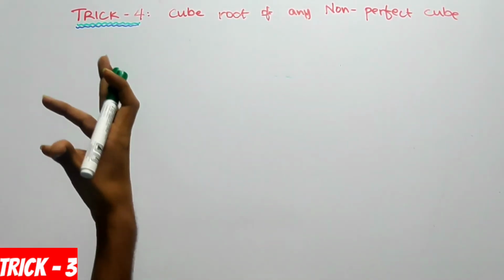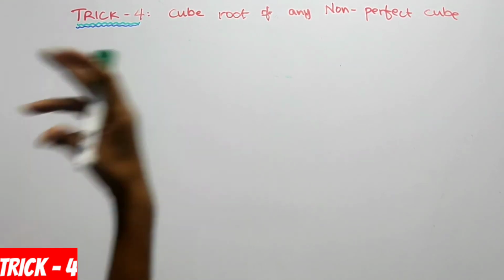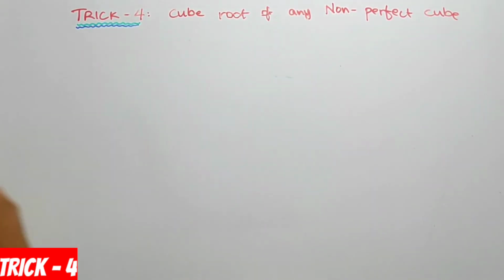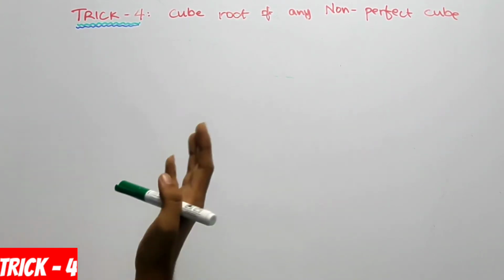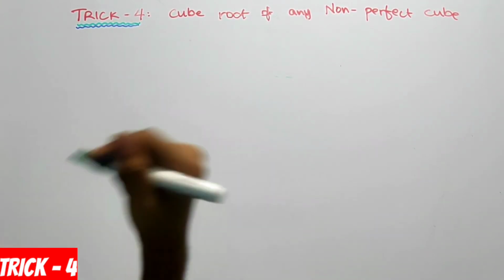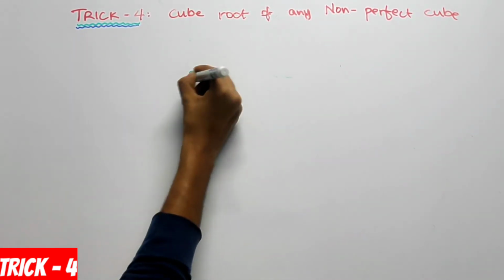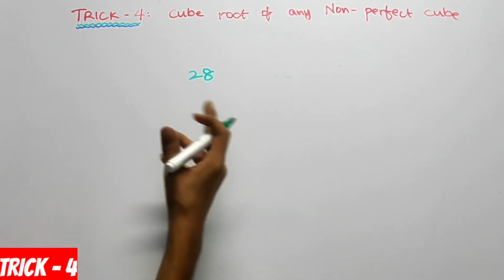Now let us move on to trick number 4, which is to find out the cube root of any non-perfect cube. This is similar to the previous one, which was to find out the square root of any non-perfect square. Well, what is a non-perfect cube? A non-perfect cube is similar to a non-perfect square. Let us take an example of 28.